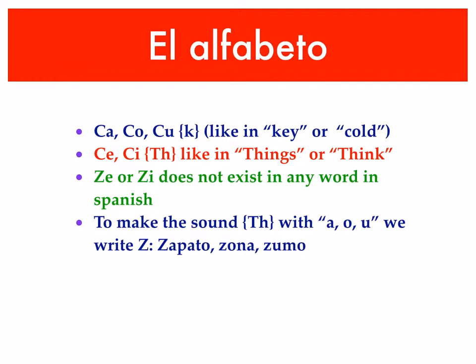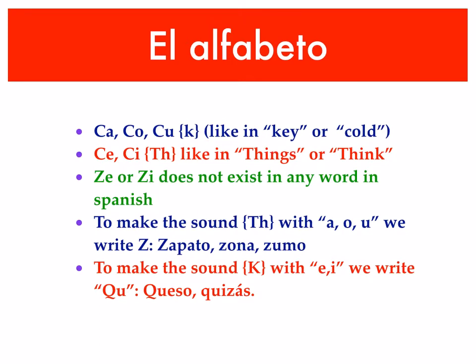Now, how do we do the sound que, ki? We cannot use a C then, like in casa. So we put the Q, like in queso, quizás. Are you following me? Ka, ko, ku is written with C. Ke, ki is written with QU. Tha, tho, thu is written with a Z. And the, thi is written with a C.